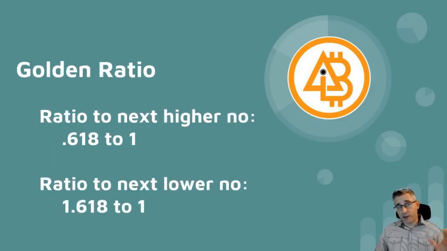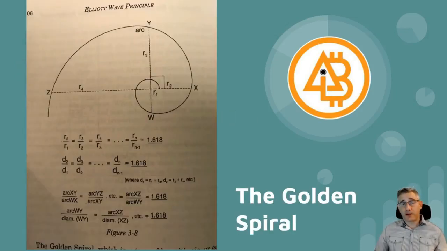So what they found is there was a very predictable ratio between any number and the number next to it, to the right or to the left. The ratio to the next higher number is 0.618 to 1, and the ratio to the next lower number is 1.618 to 1. Now here's where it gets interesting.